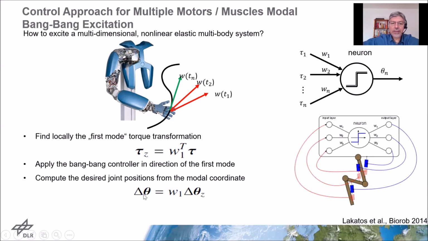And interestingly enough, you can implement this very simple adaptation rule by a Hebbian learning rule and, well, some additional neuroscience concepts we introduced to implement this control law with a neural network. So what we do, we measure the torques, do a linear transformation. Then when you reach a threshold, you fire on something like a neuron, and then you do the backwards transformation to generate the desired equilibrium displacements for all the joints.